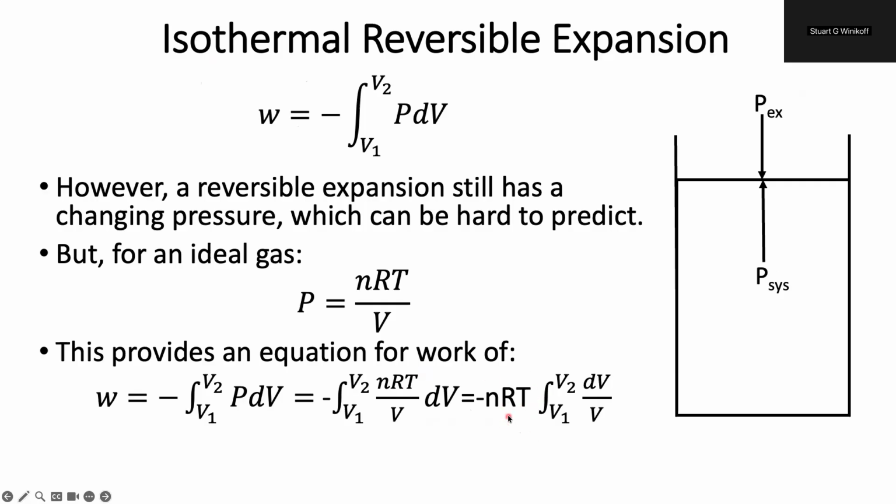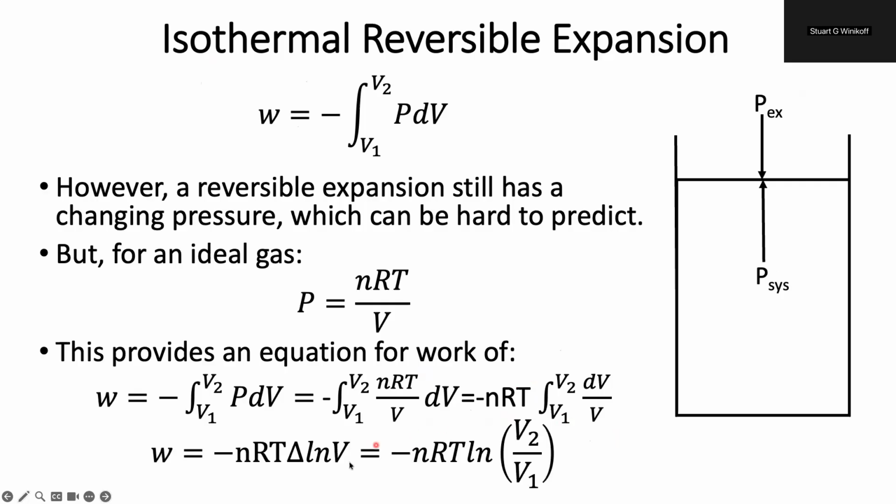It won't quite work for non-isothermal cases. But if we assume constant temperature, then we're left with an integral of dV over V. Oh no, it's been a while since Calc 2. So if we go ahead and review our integrals, we'll find that the integral of dV over V is just going to be the change in natural log of V.